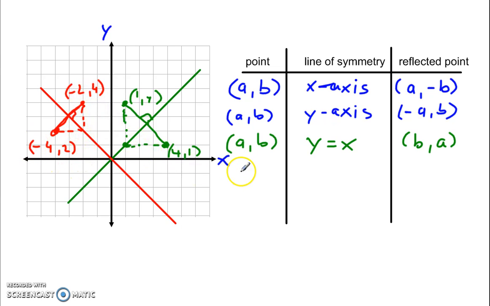So you start with A and B. We flip those around if we go across y equals negative x, and we get negative B, and negative A.